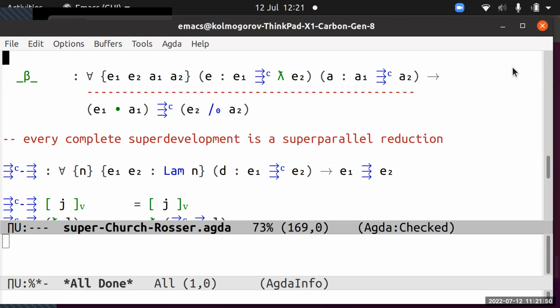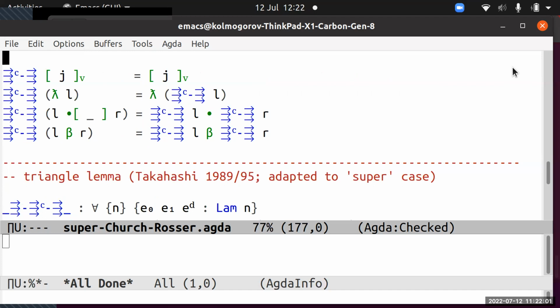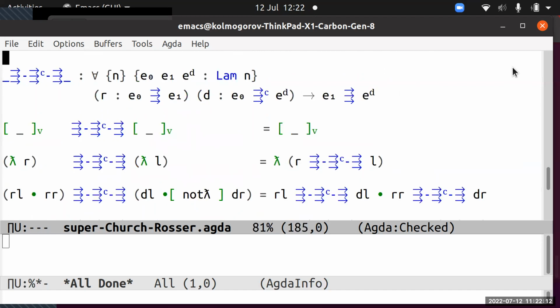Okay, I said S was contained in R, that's S, that's R, and it's just because every S rule is an R rule. And so that's the proof by induction, and all we do in the application case is throw away the proof, so we don't even need to mention it. And then here's the triangle lemma. What does it say? It says if I superparallel reduce, so this is the R step, but I develop, this is the S step, then I can get from the R reduct E1 all the way to ED, the development of E0.